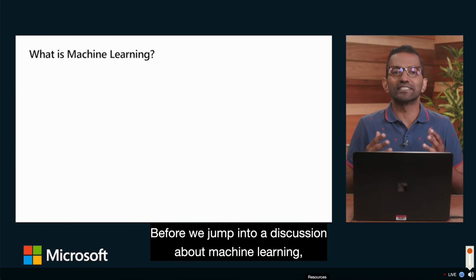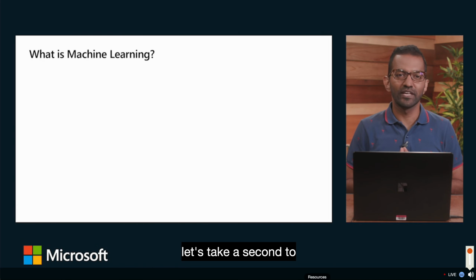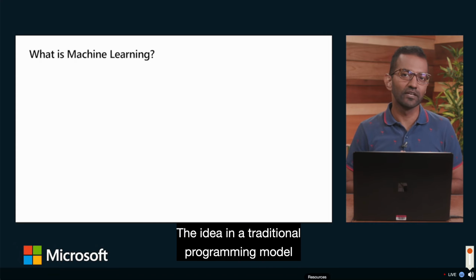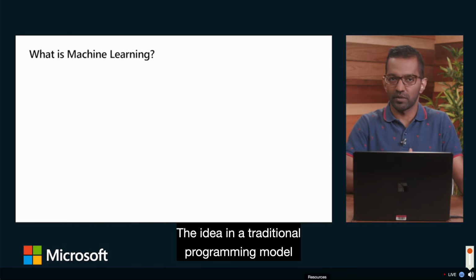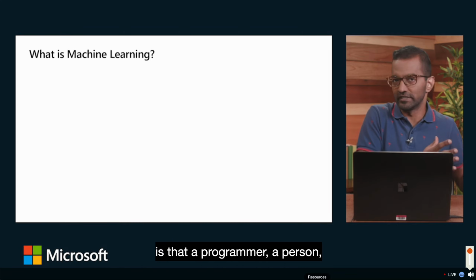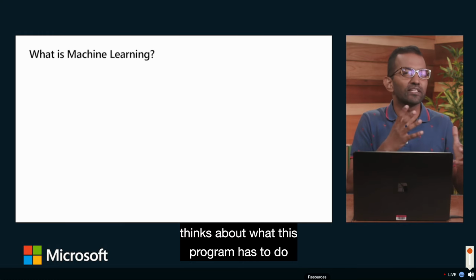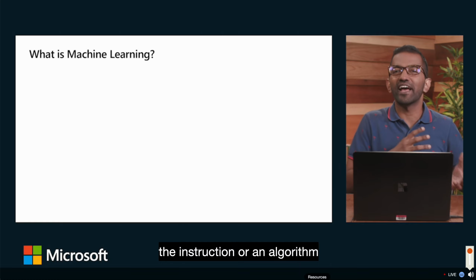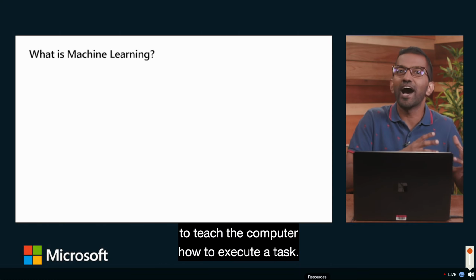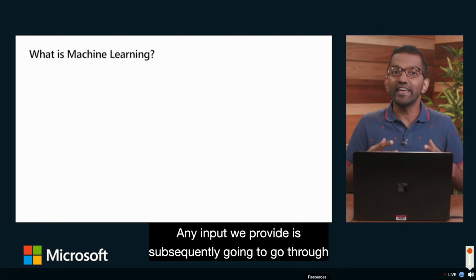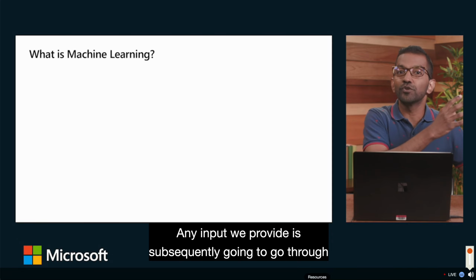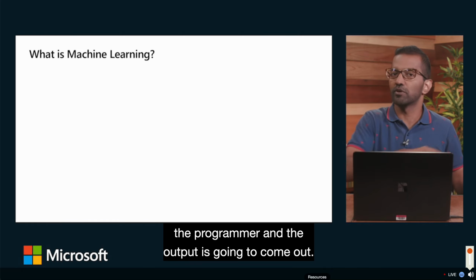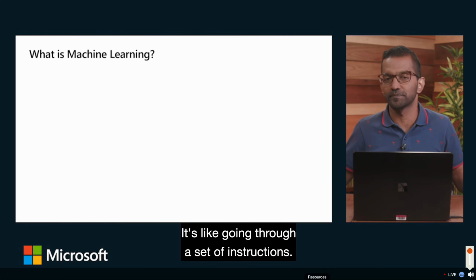Before we jump into a discussion about machine learning, let's take a second to think about traditional programming. The idea in a traditional programming model is that a programmer, a person, thinks about what this program has to do, and they have to provide the code or the instruction or an algorithm to teach the computer how to execute a task. And any input we provide is subsequently going to go through that algorithm designed by that programmer, and that output is going to come out. It's like going through a set of instructions.